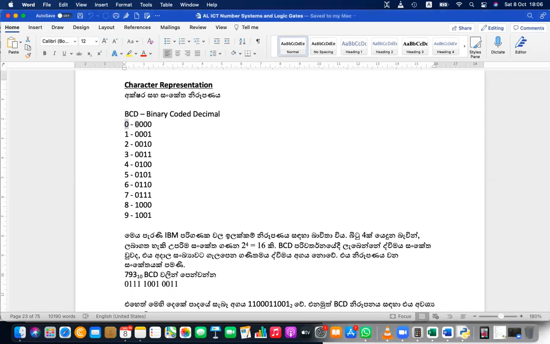Character 0 is 0000. Character 1 is 0001. Likewise, there is a matching binary for each character. So here, from 0 to 9, the matching binaries are these. This is similar to the hexadecimal pattern: 0, 1, 0, 1, 0, 1, 0, 1, 0, 1. So likewise, it is toggling.